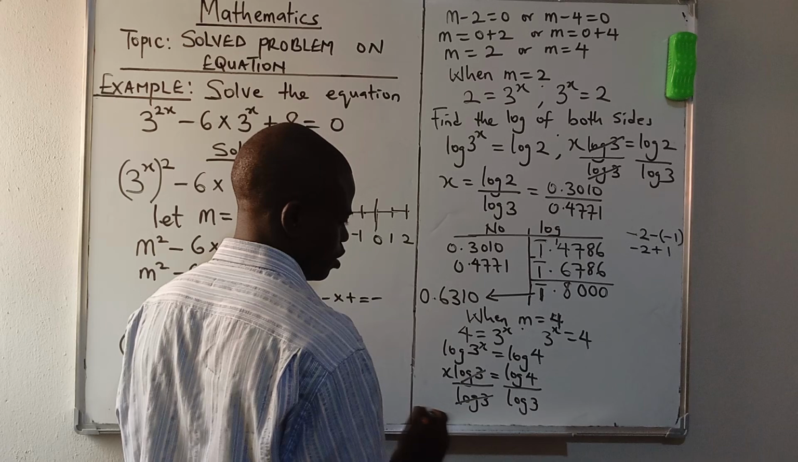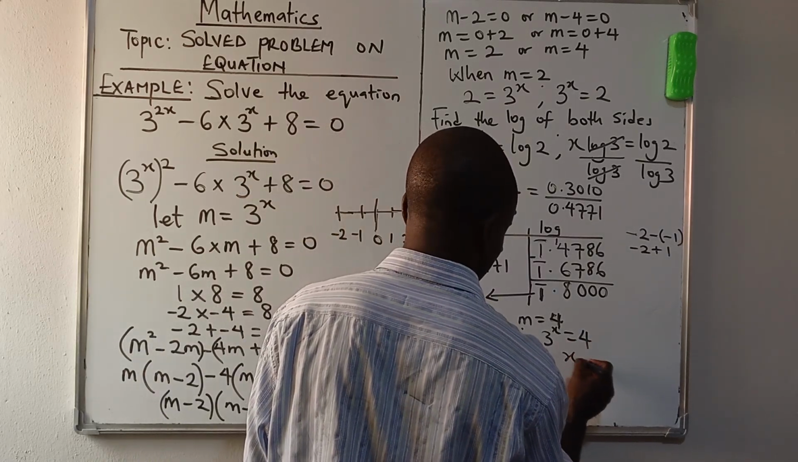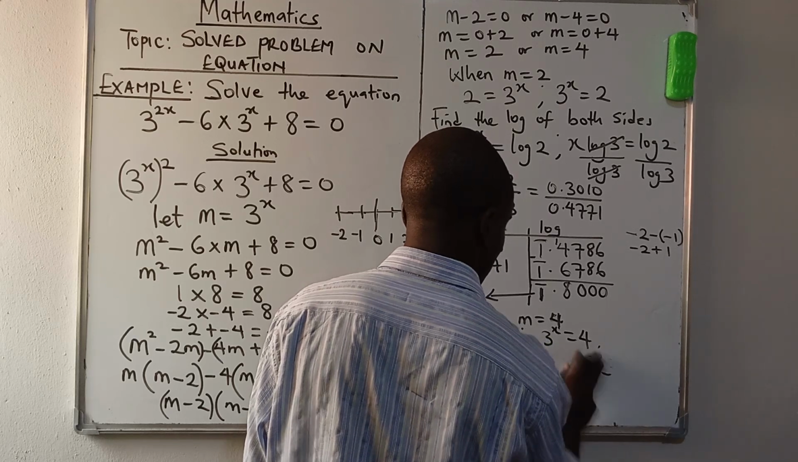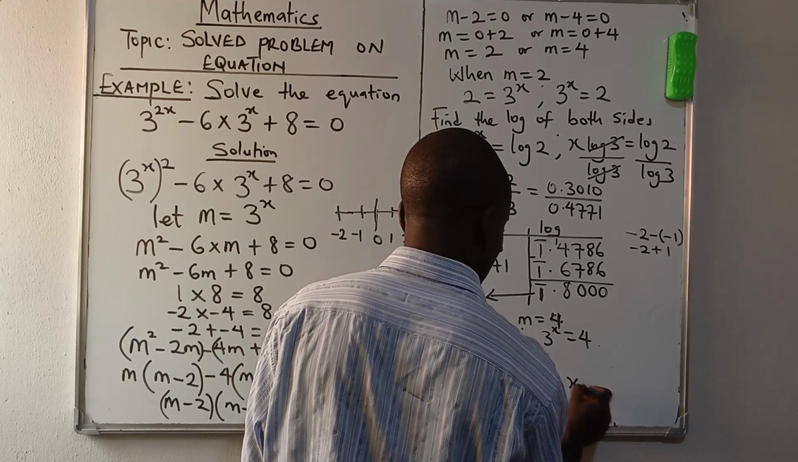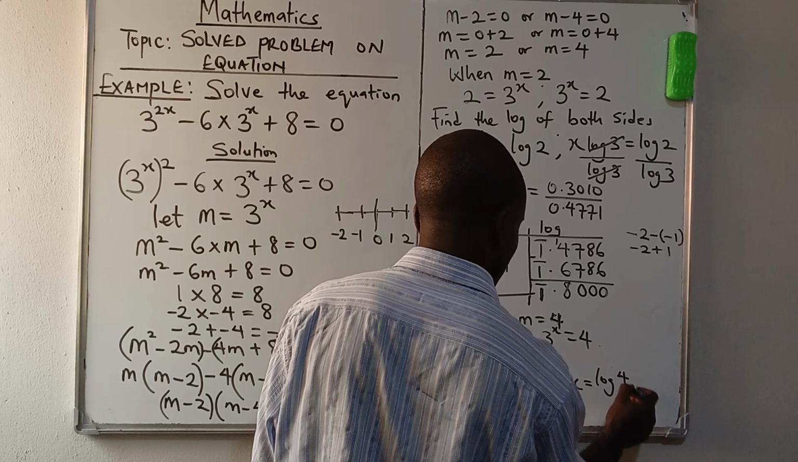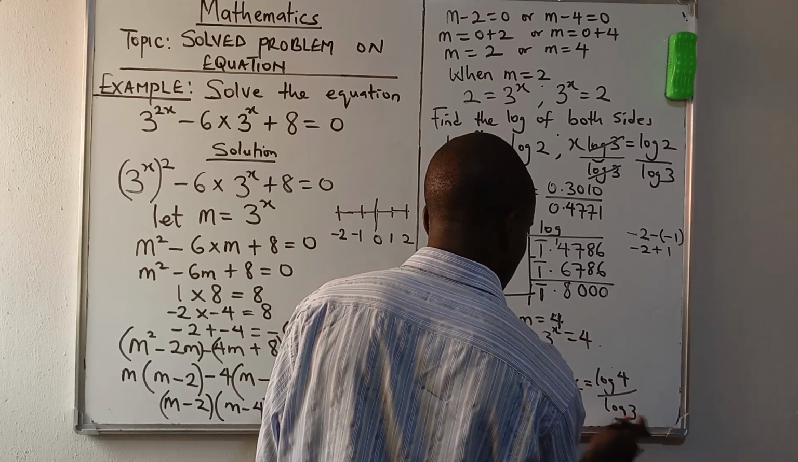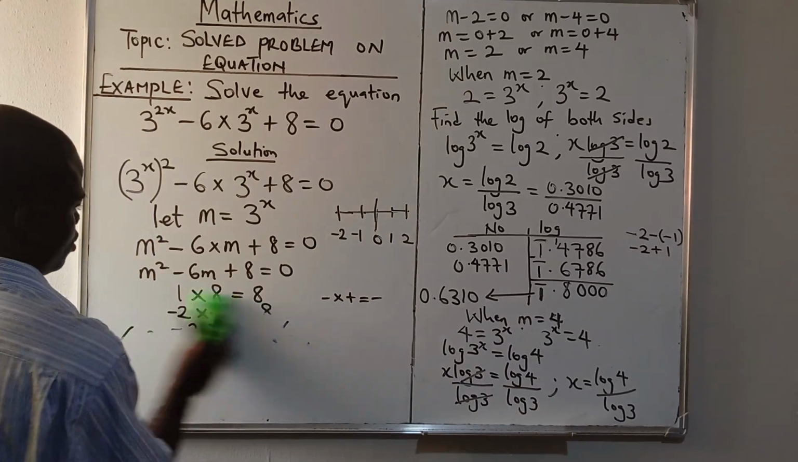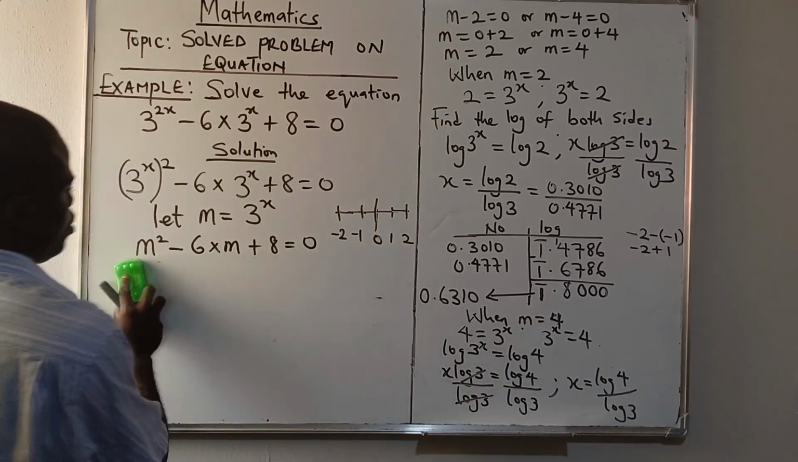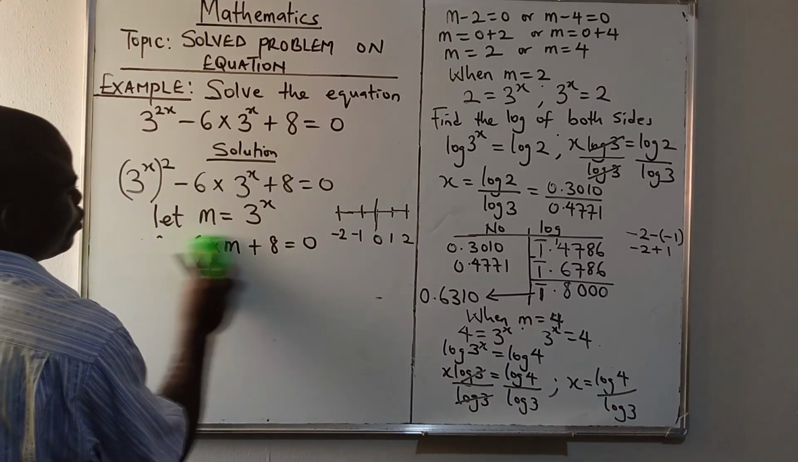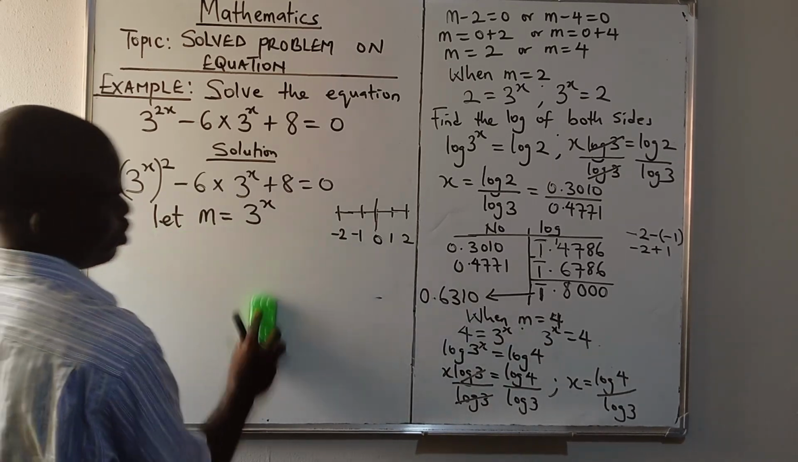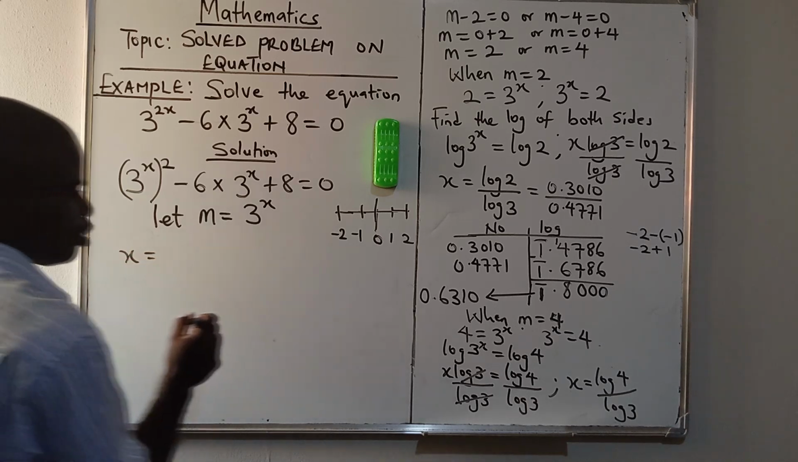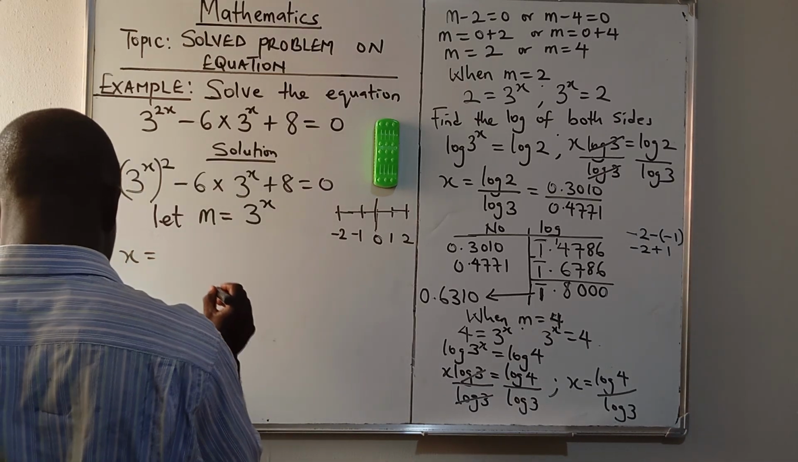Log 3 cancels log 3. You now have x equals log 4 over log 3. Now we need to solve this. Now x equals log 4 over log 3.